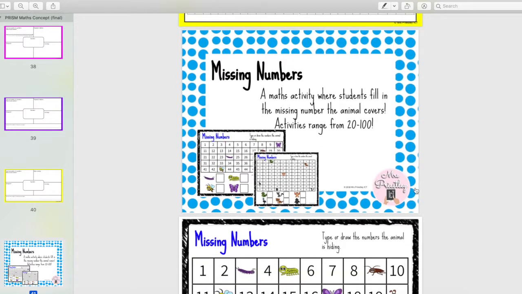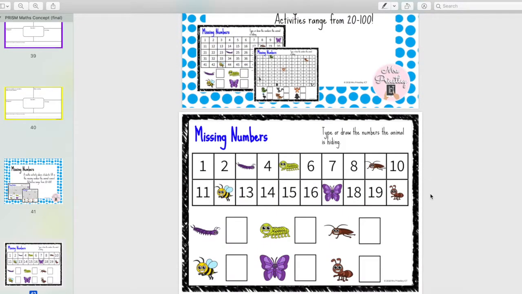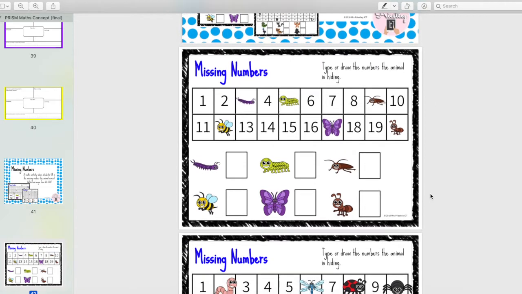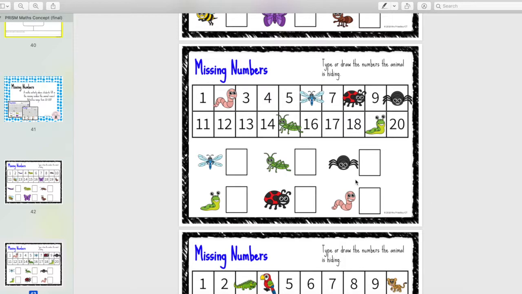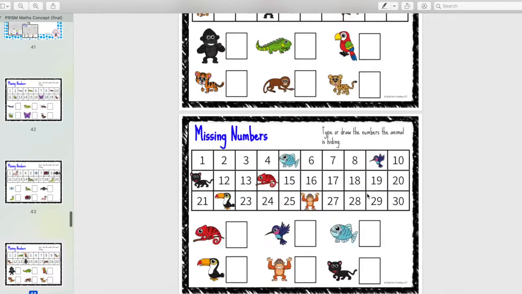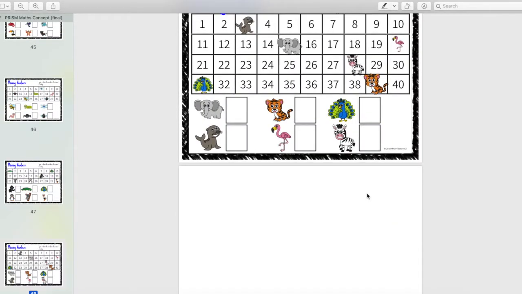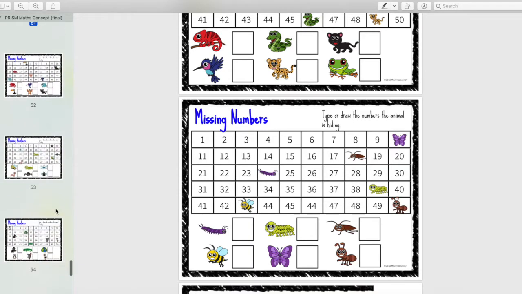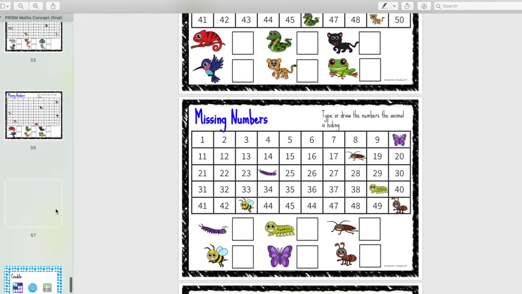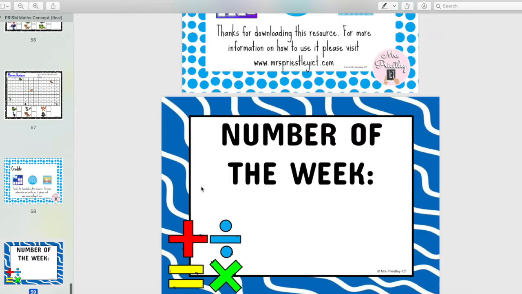And this is my missing numbers activity as well, so I print these off and laminate them and use them as wipe sheets, and they need to figure out the numbers that are missing and write them down at the bottom there. So they'd find the spider and think, oh, which number is the spider sitting on, and write it down. So that's all included in the pack for you. And there's also a number of the week. So I have that laminated on the wall, and then written on it, it just says the number of the week for them.